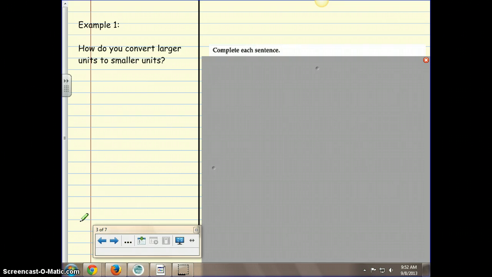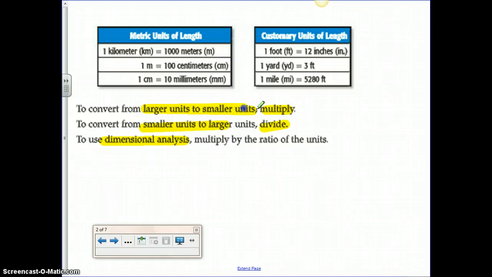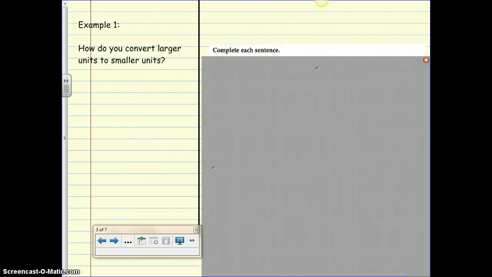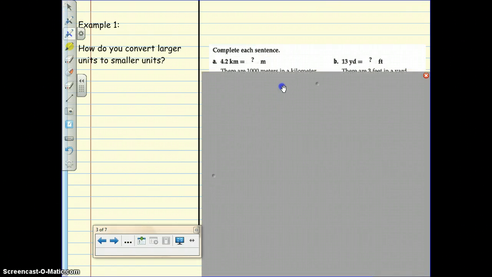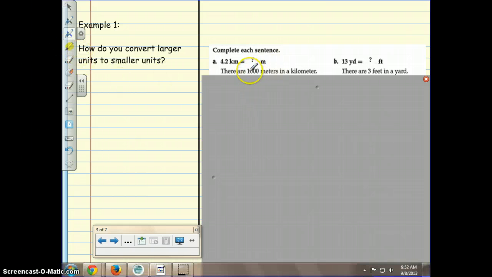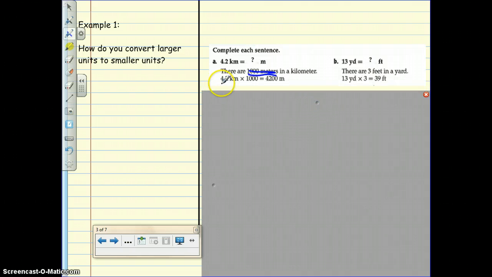How do you convert from larger to smaller units? Well, remember we said when we go from larger units to smaller units, we will be multiplying. So let's complete this sentence. To go from 4.2 kilometers to some number of meters, what do we do? Well, remember there are 1,000 meters in a kilometer. So we're going to use that idea and multiply 4.2 times 1,000 to get 4,200 meters.